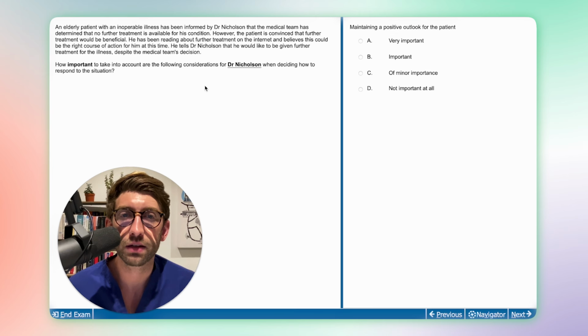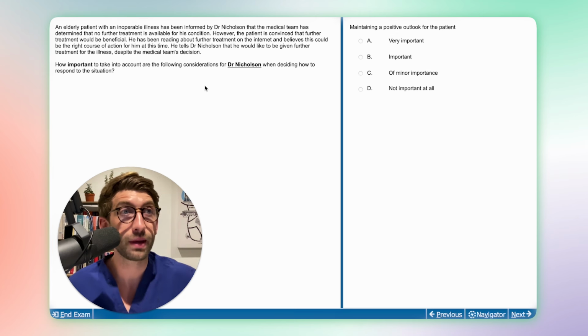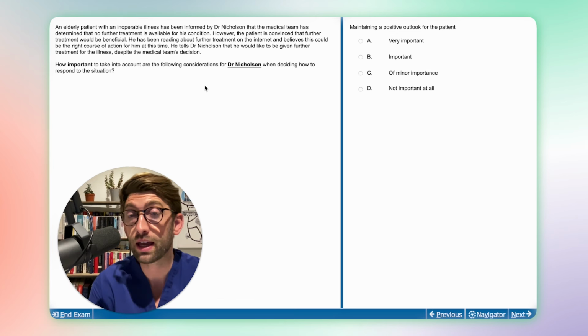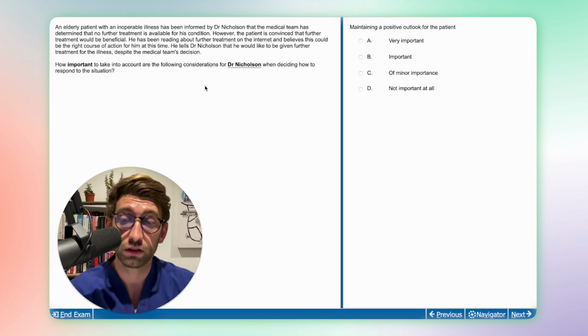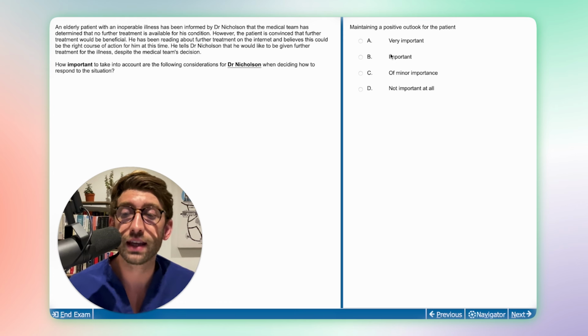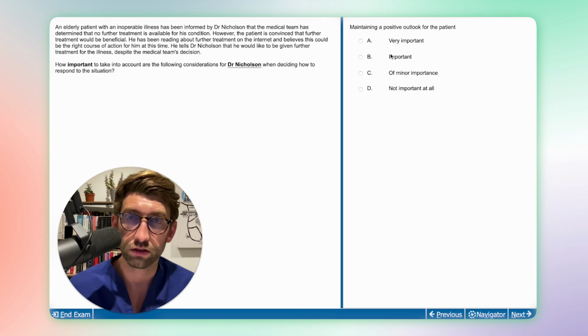Next, maintaining a positive outlook for the patient. So again, maintaining hope for patients is really important. And especially when they may have a legitimate reason for why there is something that can be done. They might have found something that this clinician might not have thought about, right? So maintaining a positive outlook is again in the top half. It is important. Again, it's not the utmost thing that we need to think about.